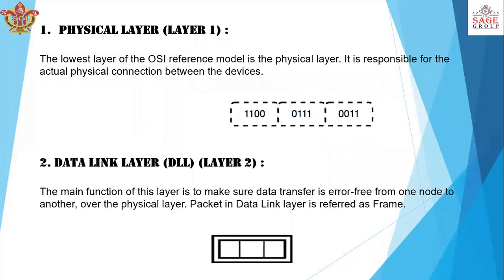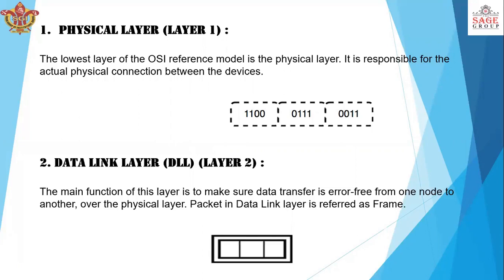Physical layer. The physical layer is the lowest layer of the OSI reference model, and it is responsible for the actual physical connection between the devices. The physical layer contains information in the form of bits, and it is responsible for transmitting individual bits from one node to the next node.